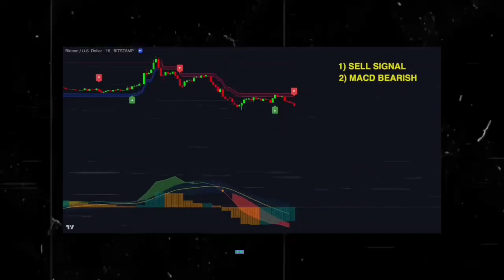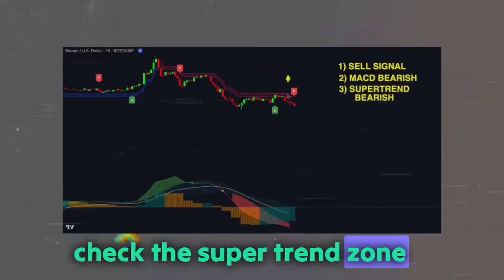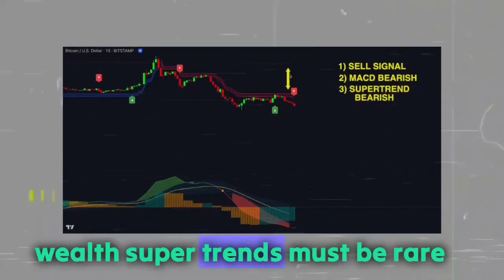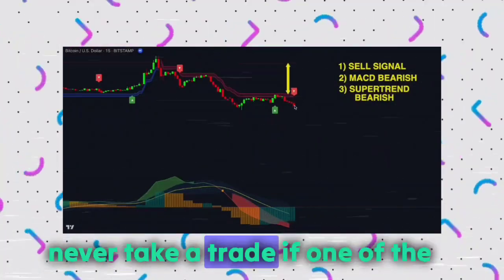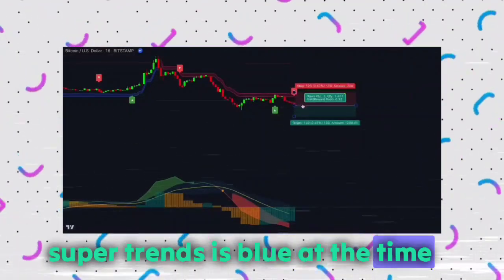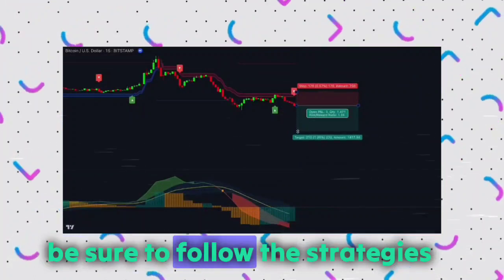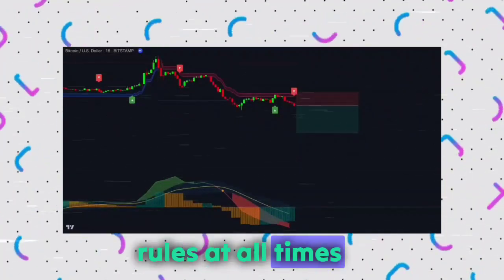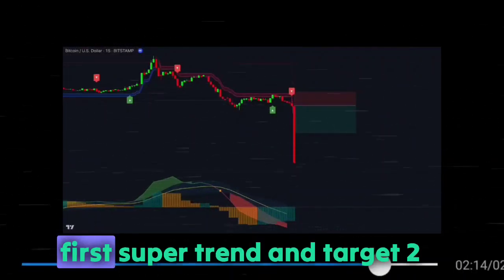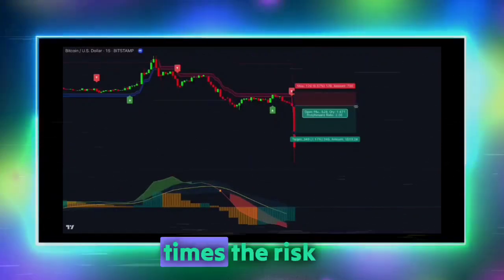Lastly, check the Super Trend Zone indicator. Both super trends must be red. Never take a trade if one of the super trends is blue at the time of the signal. Be sure to follow the strategy's rules at all times. Place the stop loss above the fast super trend and target 2 times the risk.